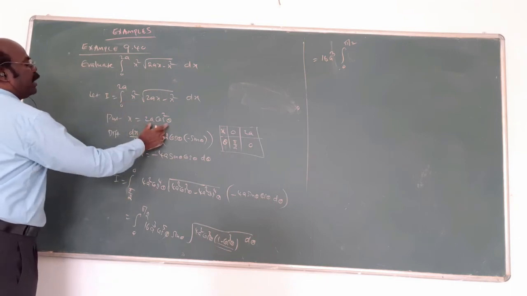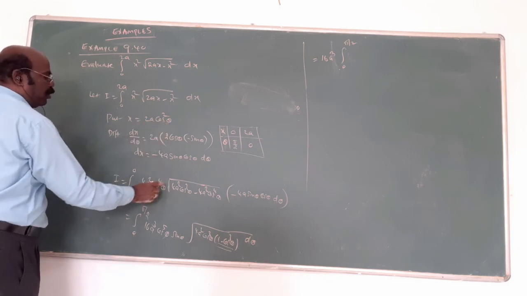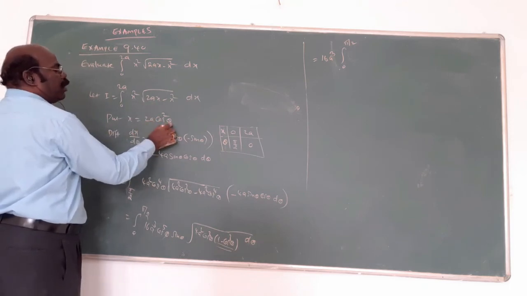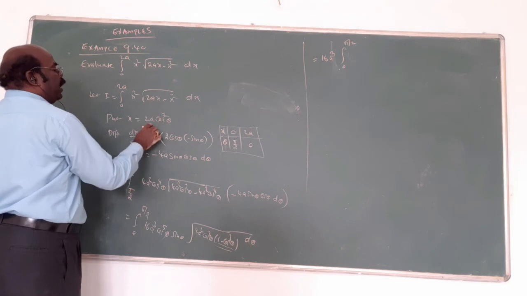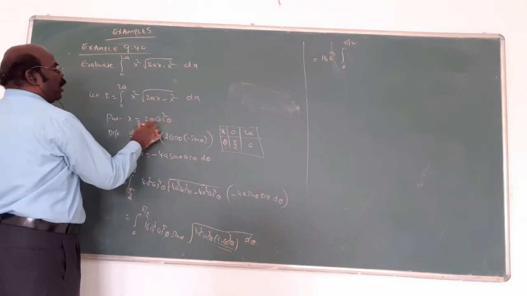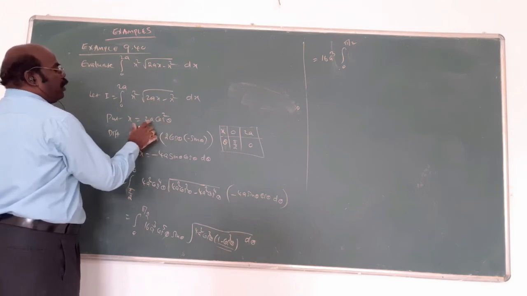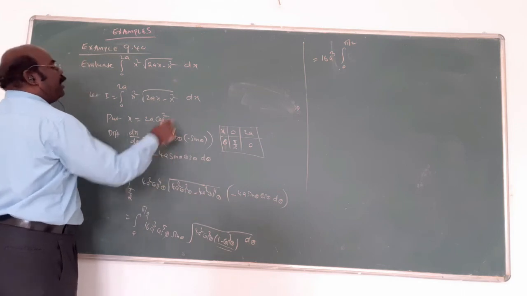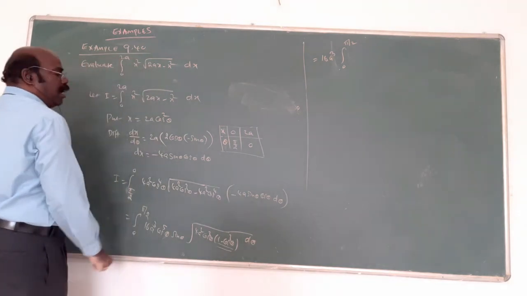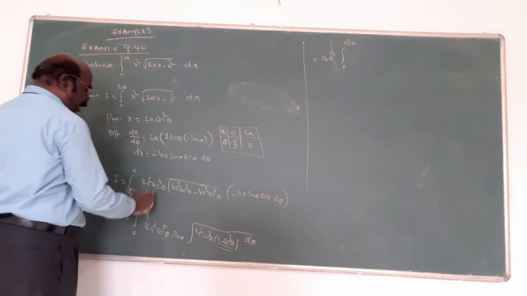Now substitute here. X square, with our assumption x equals 2a cos square theta, is 4a square cos 4 theta. Within the square root, 2a into x is 2a cos square theta, multiply 2 is 4 a square cos square theta, minus x square, the whole square, which means 4a square cos 4 theta. Into dx, which is 4a sin theta cos theta d theta. Now multiply: first 4 fours are 16, a square times a is a cube.